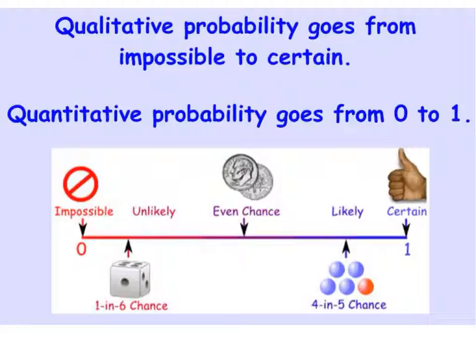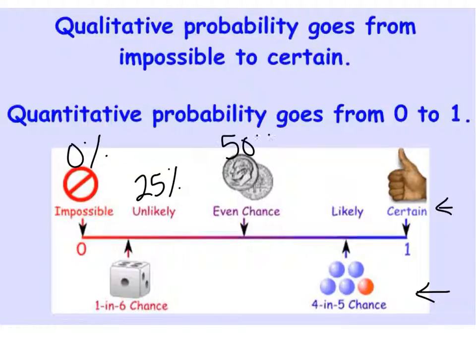So here is just a very short, very brief description. Qualitative are all of these words right here on top. Quantitative are any fraction on the bottom. So unlikely is about 25%, just to give generals. Impossible is 0. Those are the ones that never ever happen. Even chance or 50-50 chance, that's your 50%. Likely is about 75%, and certain is 100%.